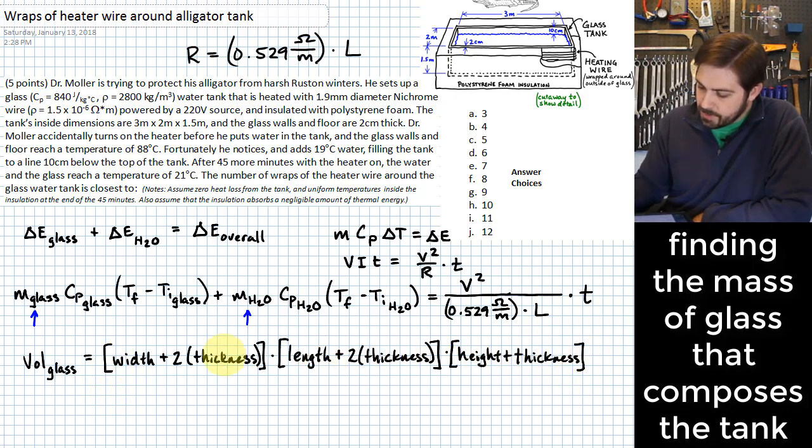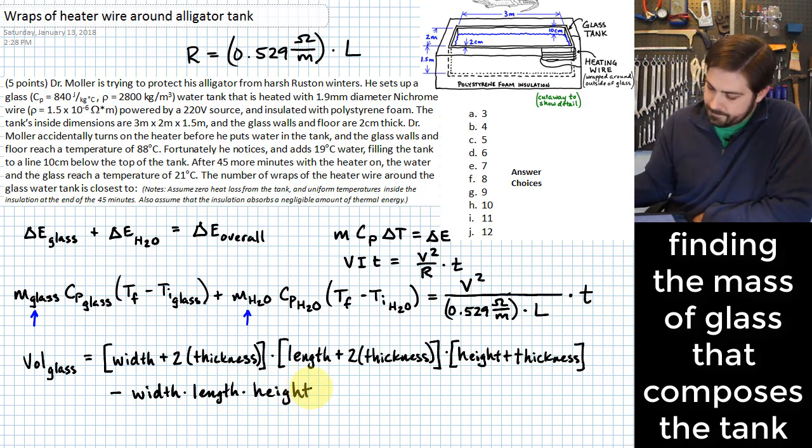So what I have written so far is the outside volume, or it's the volume of if this was a big old solid chunk of glass, but we know that it's actually hollowed out on the inside, so I have to subtract the volume of the inside, which is a lot easier. It's just the width times the length times the height. All right, so let me start putting in values for all these things.